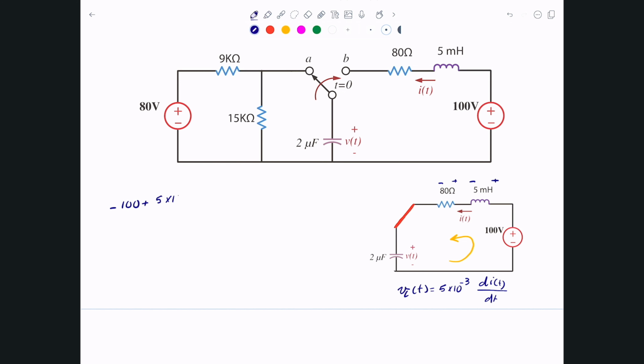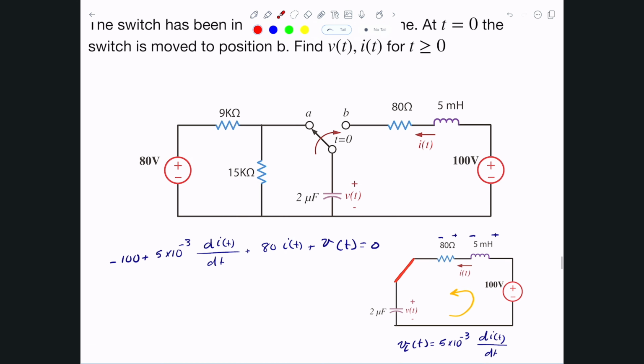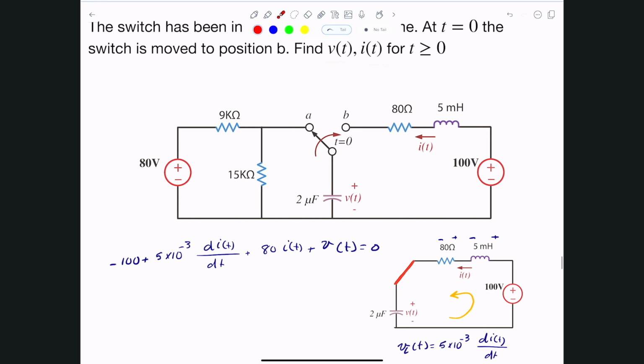That becomes 5 times 10 to the negative 3 di of t divided by dt, plus 80 times I of t, plus, well, that's what we're looking for, which I'm going to keep as v of t even though it should be vc of t, but that's okay because this is something we're looking for. Alright, so we now have an equation that describes the circuit, and this equation contains a couple of variables, I and v, and frankly, we're being asked to compute both of them anyway.